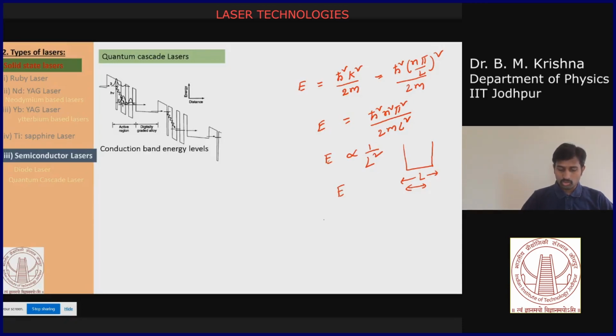Now what you create here, you design your quantum wells with different widths, you will create different energy levels. So your energy bands can be created. That means you are engineering the band gap of the material. You are making a structure so that you are designing how your conduction band looks like, how you want it. So these kind of structures are called engineered band gap materials.